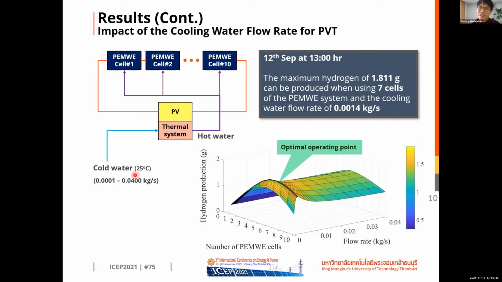If we can extract heat from the PV, then the PV will increase its efficiency very well. That's why we need to vary the cooling water flow rate here, in order to find the optimal point of the configuration. Then we found, on the 12th of September at 1 p.m., which is an example of a 1 hour simulation, that at this point 7 cells and 0.0014 kilogram per second of cooling water flow rate can produce the highest energy.